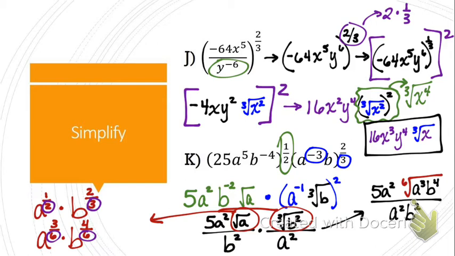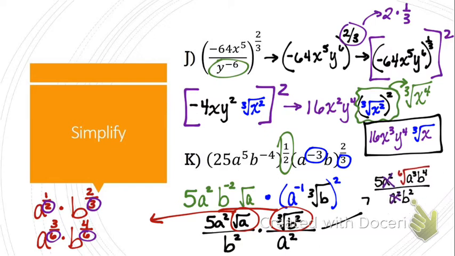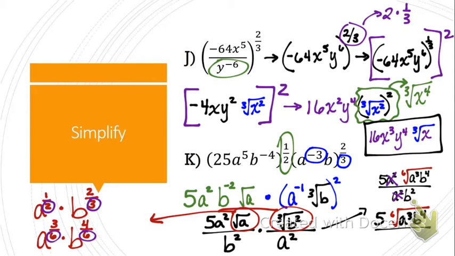Can I simplify anything? The a squareds. Those can reduce. And so then I would rewrite my final answer without those a squareds. So 5/6 root of a cubed b to the 4th all over b squared.